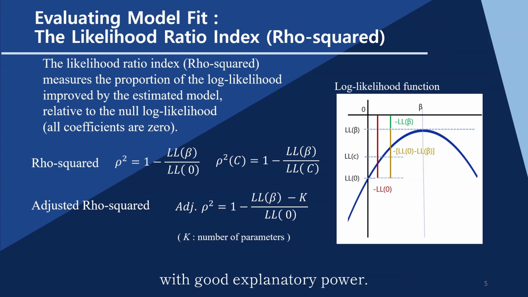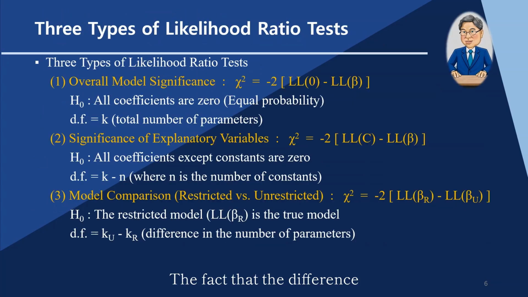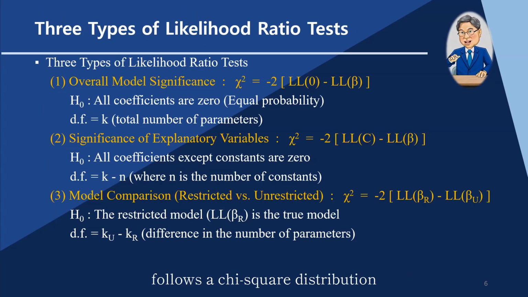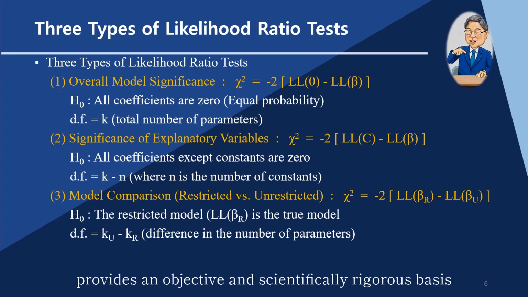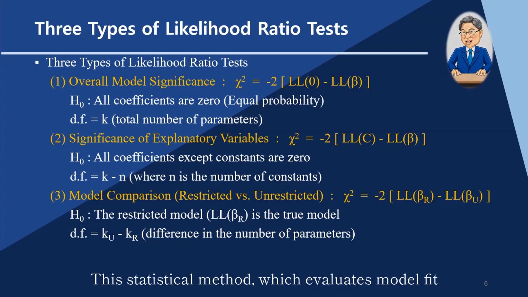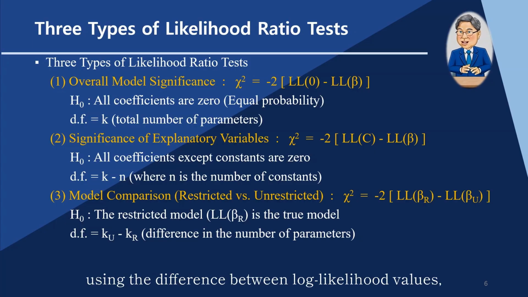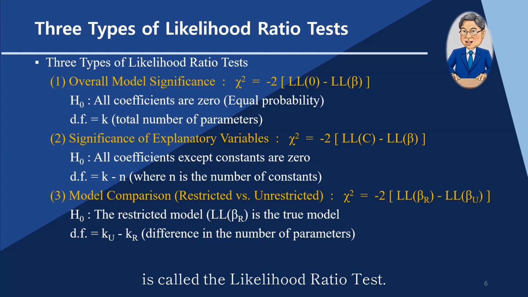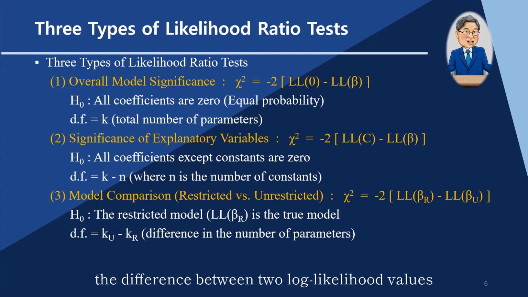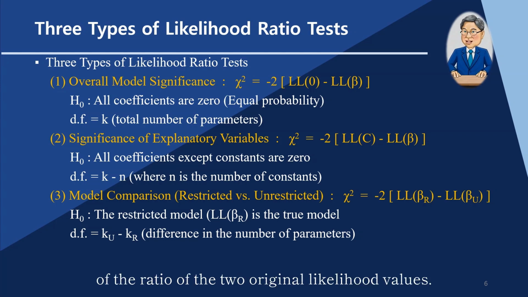The fact that the difference in log likelihood values between two models follows a chi-square distribution provides an objective and scientifically rigorous basis for evaluating the reliability of Logit models. This statistical method, which evaluates model fit using the difference between log likelihood values, is called the likelihood ratio test. Because of the mathematical properties of logarithms, the difference between two log likelihood values corresponds to the logarithm of the ratio of the two original likelihood values.